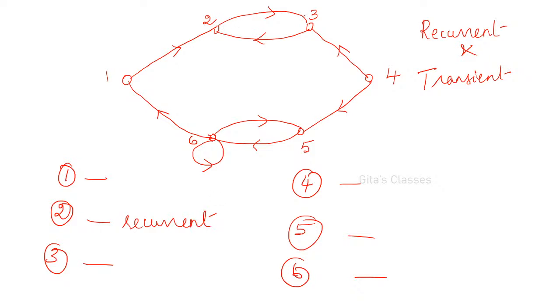See, from 2 you can go to 3 and 3 to 2. You can come back to 2. It is certain. Therefore, they are recurrent.